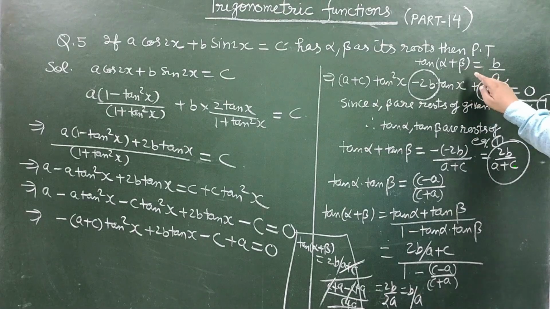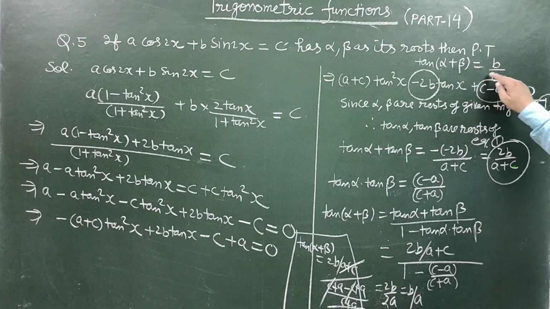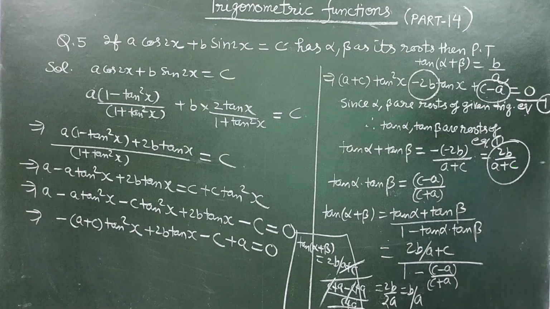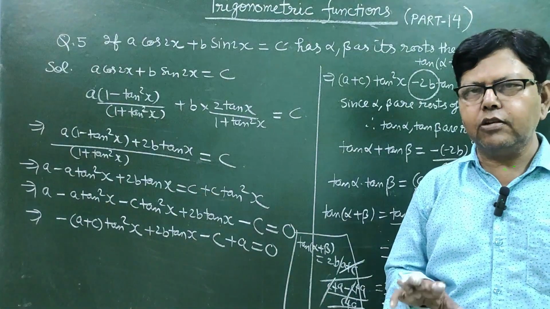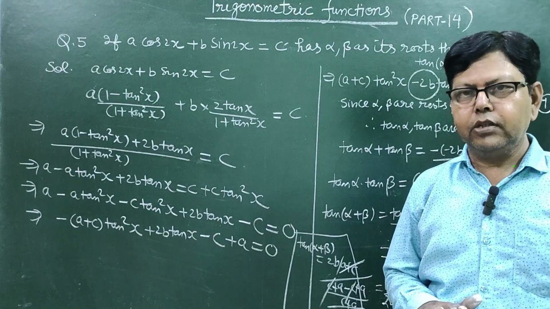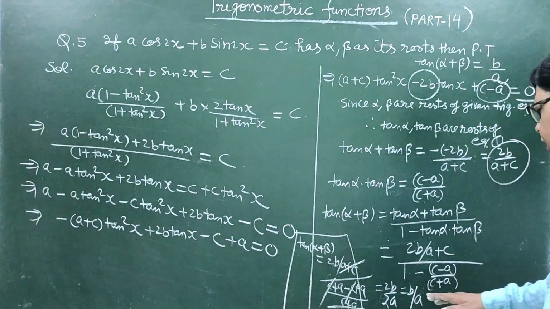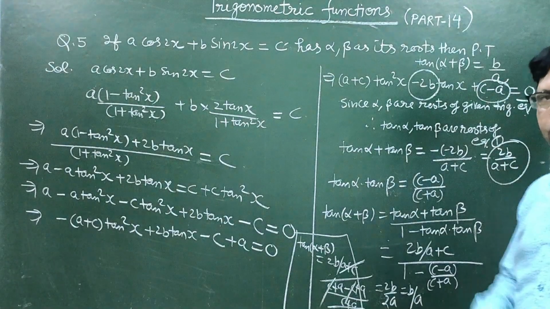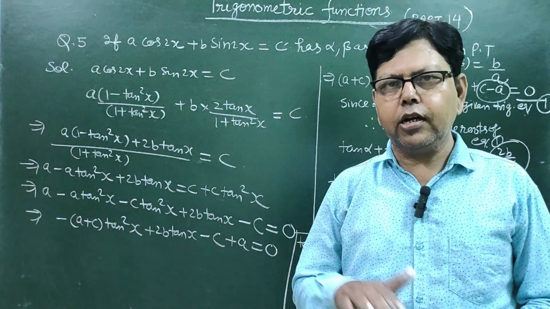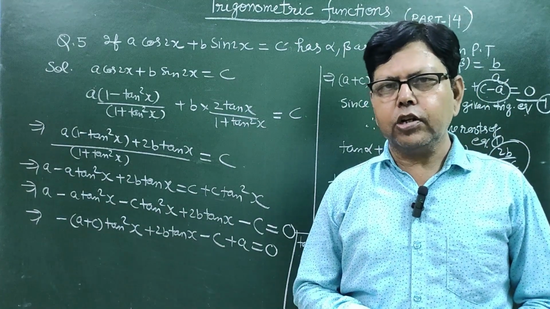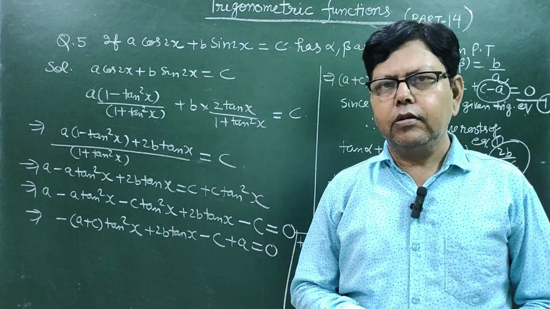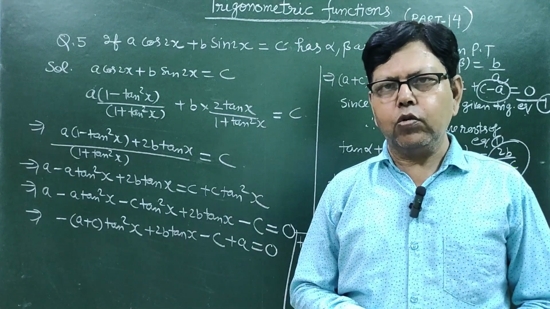And you had to find this value: tan alpha plus beta is equal to b upon a. So we have succeeded in solving the question that tan alpha plus beta is equal to b upon a. So with this question, I conclude this part of trigonometry. Thank you, students.